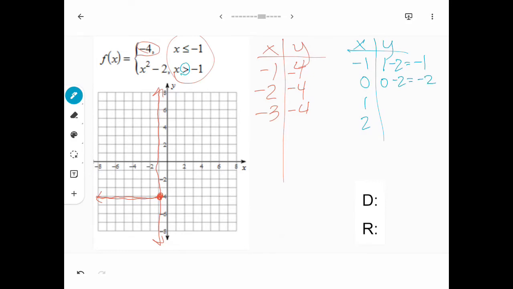1 squared is 1 still. 1 minus 2 is -1. And then plugging in the 2, 2 squared is 4. Minus 2 is 2. So I can go ahead and plot these points at -1, -1. Keep in mind that's an open circle. 0 is at -2, 1 is at -1, and then 2 is up here at 2.